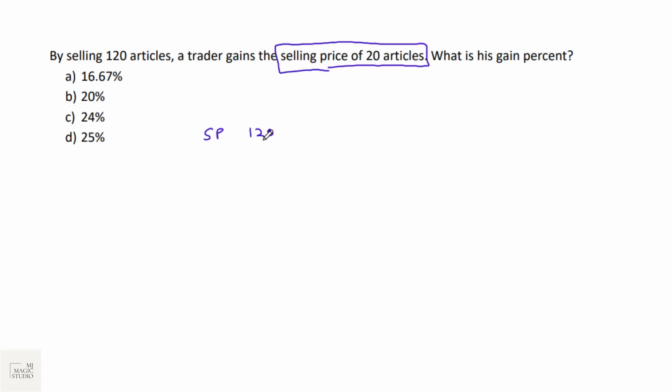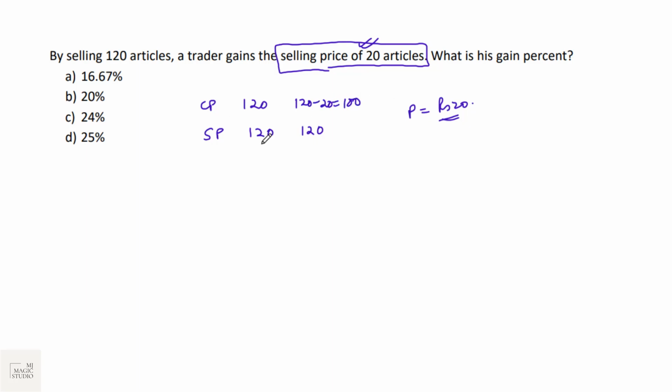Now suppose the selling price of one article is 1 rupee, that means selling price of 120 articles is 120 rupees. Now what should be the cost price of these 120 articles? Since his profit is the selling price of 20 articles, that means profit is rupees 20, because we have assumed that selling price of one article is 1 rupee. That means cost price of 120 articles is 120 minus 20, that is 100.